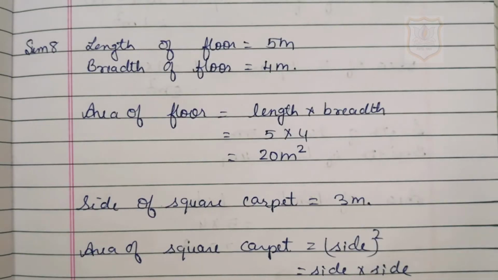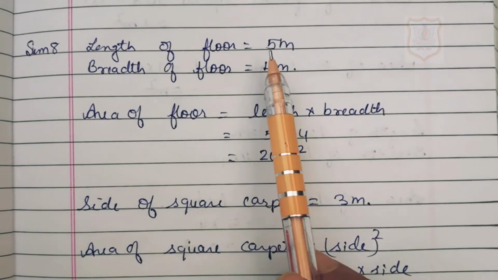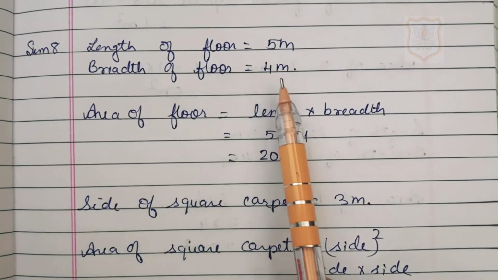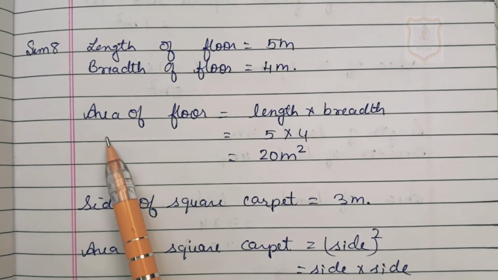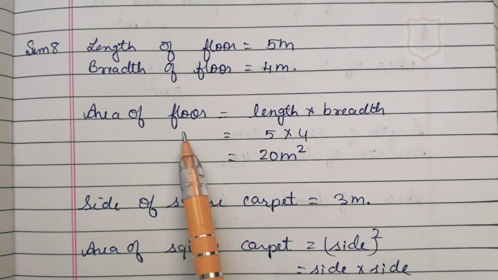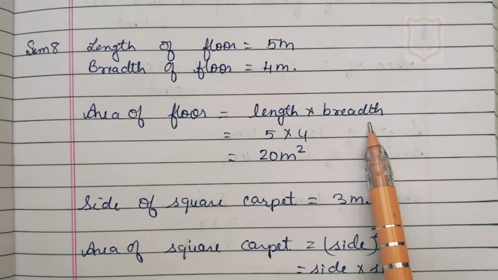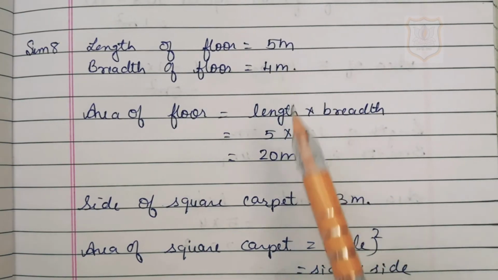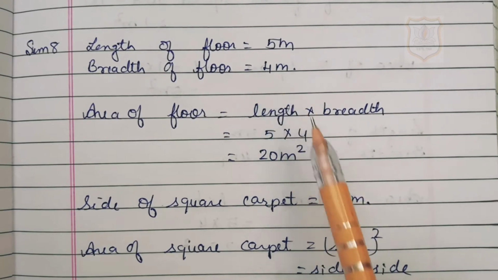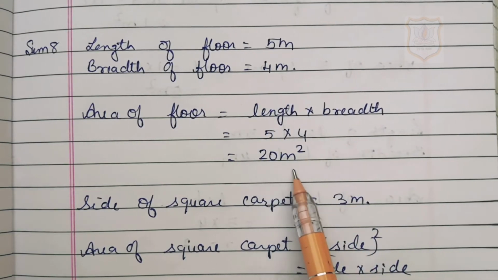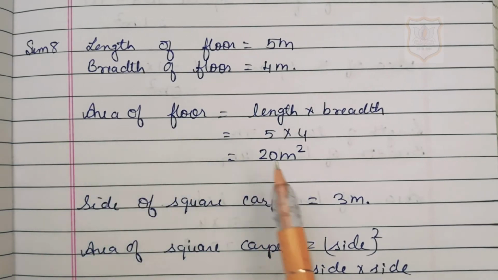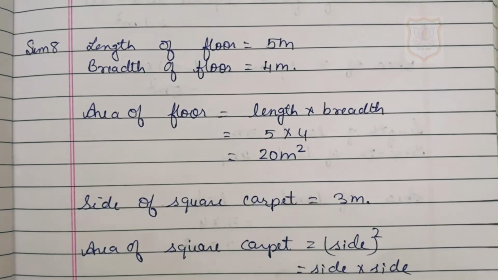Now solution for sum number 8. Length of the floor is equals to 5 meter and breadth of the floor is equals to 4 meter. It's given in the question. Now first we will find out the area of the floor. To find out the area of the floor, the formula is length multiplied by breadth. In the place of length we will write 5 meter and in the place of breadth we will write this 4 meter. So by multiplying this 5 and 4 we will get 20 meter square as an answer. Therefore area of floor is equals to 20 meter square.